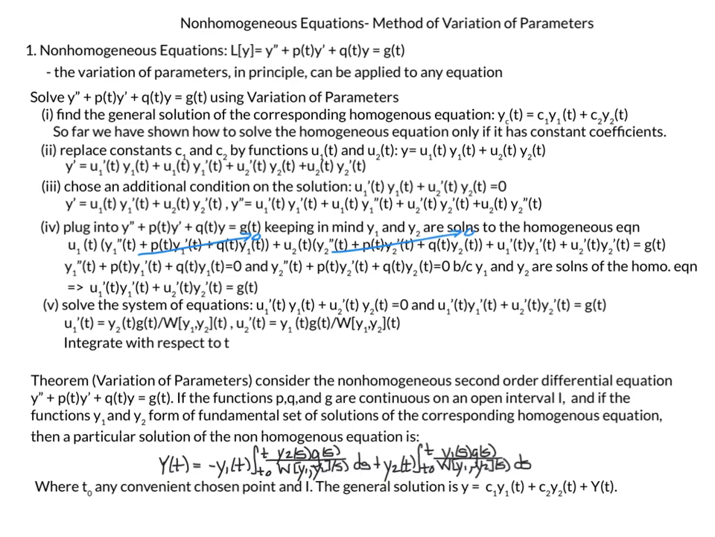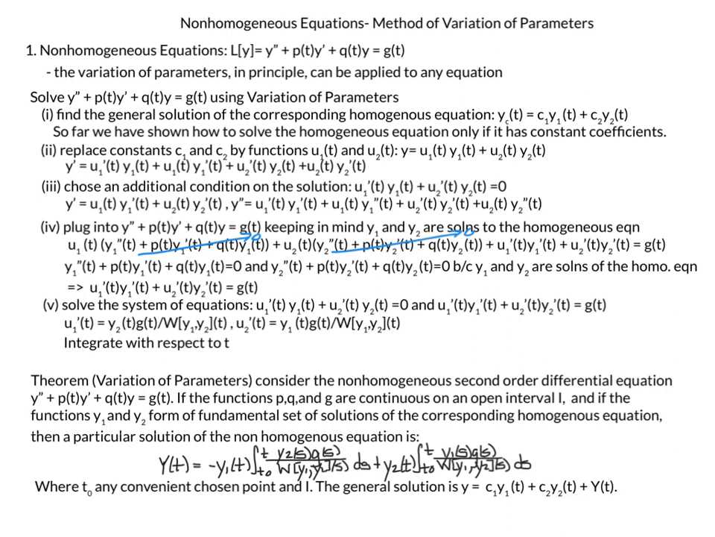One note: when I told you that theoretically we can apply this to any equation, the first note is that so far we have shown how to solve the homogeneous equation only if it has constant coefficients. In other words, in front of y you might have an a. This p of t is a constant, it's not a function, and this q of t is a constant and it's not a function. This is our first example of where it might be difficult to use this method of variation of parameters.